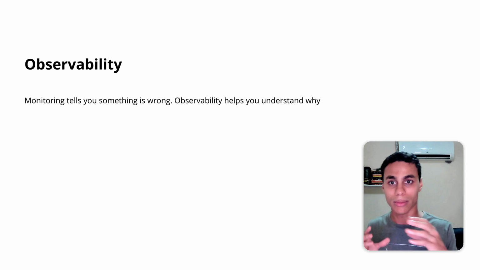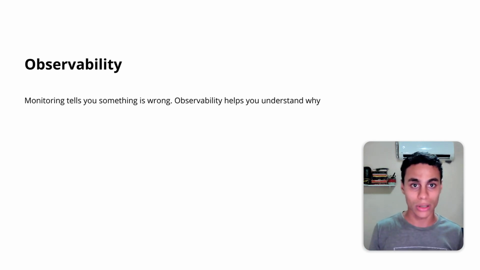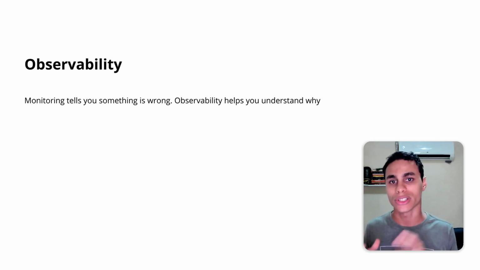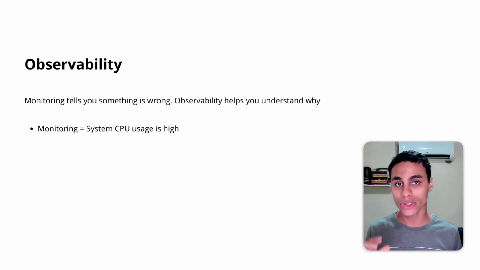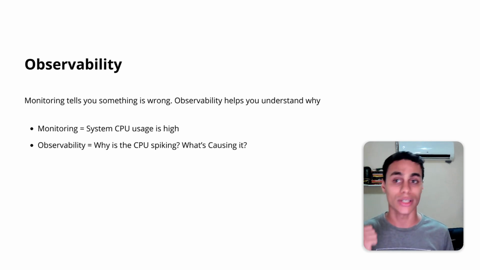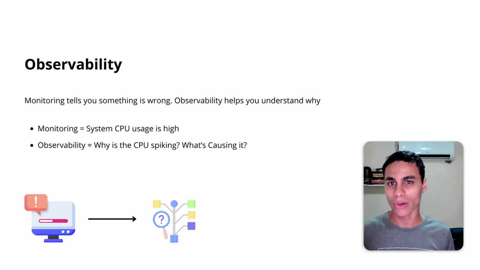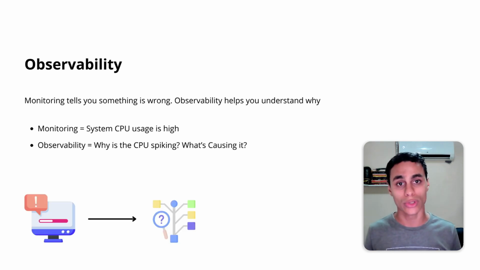So the idea is monitoring tells you something is wrong, and observability helps you understand why. For example, if your system CPU usage spikes, monitoring will alert you. But observability lets you dig deeper and ask the why. Why is the CPU spiking? What is causing the issue? That's the power of observability. It helps you find the root cause of the problem.